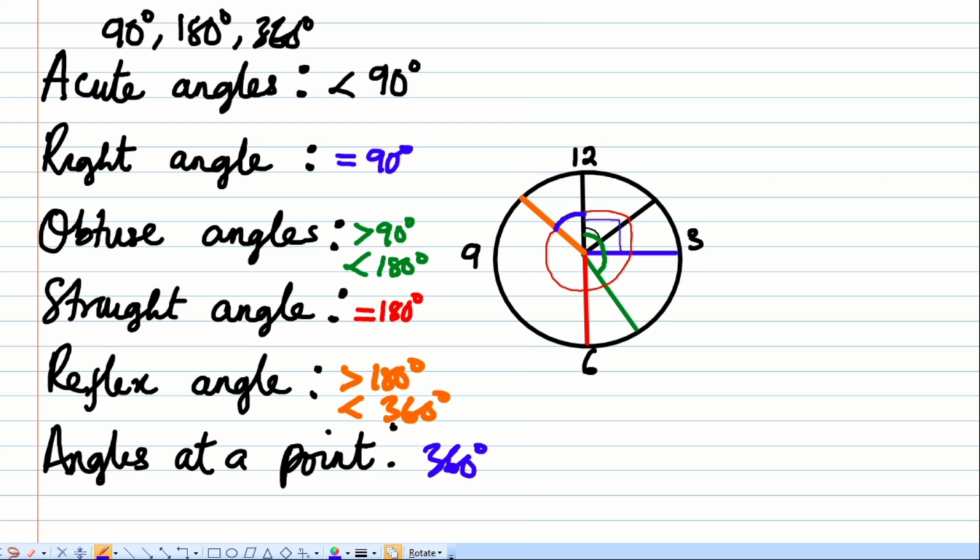So that is it. Remember how to identify acute angles, right angles, obtuse angles, straight angles, reflex angles, and then angles at a point. And then know the definition. So you see that all these angles were defined relative to 90, 180, and 360. So that's just it for angles.